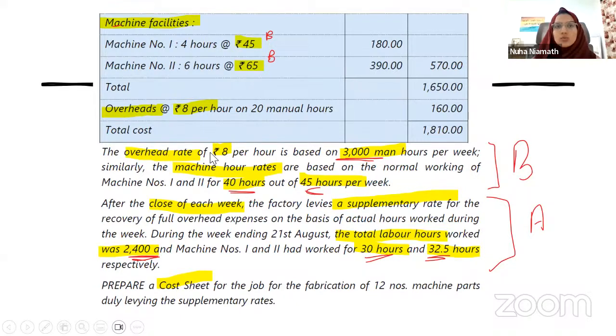The overhead rate of rupees 8 is based on 3000 man hours per week. Similarly, the machine hour rates are based on the normal working hours of machine number 1 and 2 of 40 hours and 45 hours per week. So machine number 1 and machine number 2 have been budgeted to work for 40 hours and 45 hours per week. After the close of each week, the factory levies a supplementary rate. Remember the supplementary rate is to adjust for the actual overhead cost, for the recovery of the full overhead expenses on the basis of actual hours worked.